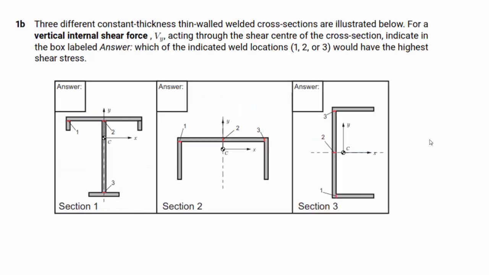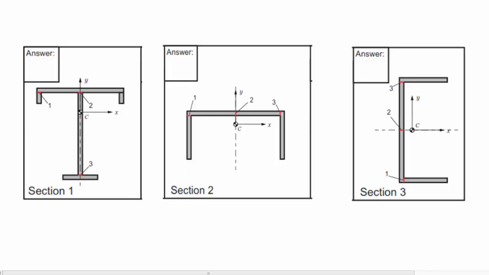Let's go on to question 1b. In this question we are asked, for 3 cross-sections, which of the 3 weld locations will have the highest shear stress. So first of all, let's start by looking at section 1. Section 1 is a T-section where on the top member there are 2 side members.